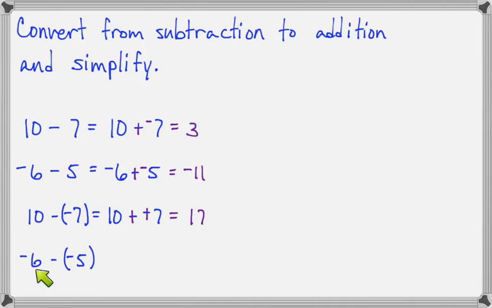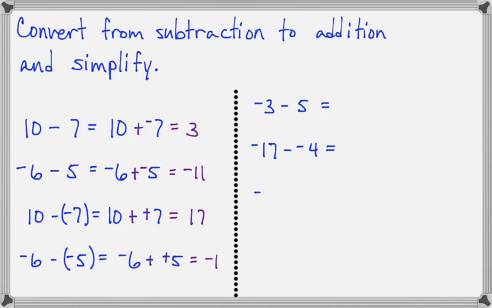Let's take negative 6 minus negative 5, and of course we'll have negative 6. We'll change the minus to a plus, and we'll change the sign of the next number. Now you can see that I have a negative and a positive. Their signs are different, and so we'll subtract them and use the sign of the larger number.